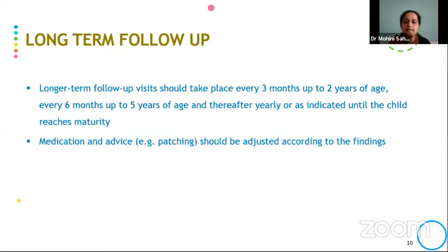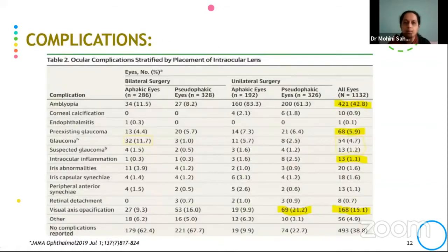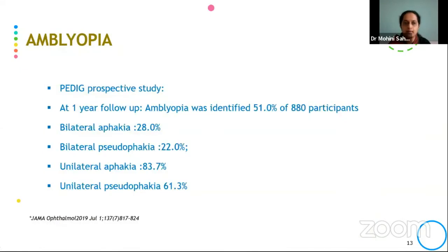Longer-term follow-up should take place every 3 months up to the age of 2 years, every 6 months up to the age of 5 years, and yearly thereafter. Now, this is much easier said than done, and studies have shown that the follow-up rate in pediatric cataracts is as low as 20%, especially in a country like ours where there's a lot of rural population. The most common complication occurring after pediatric cataract surgery is amblyopia, which is almost to the tune of 40 to 50%, followed by visual axis opacification and glaucoma.